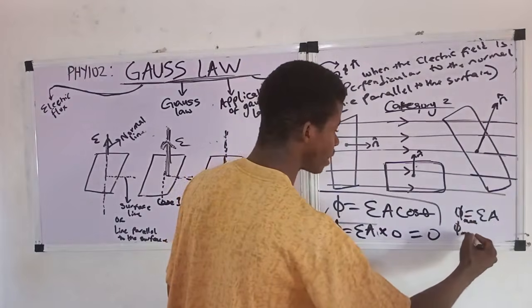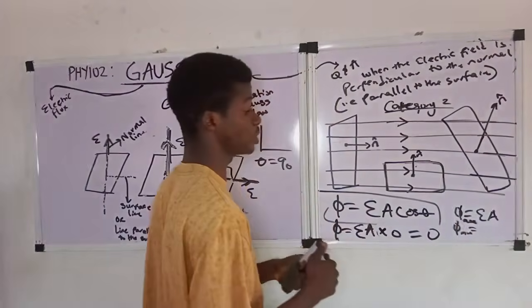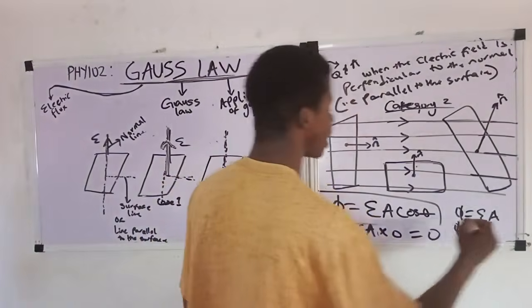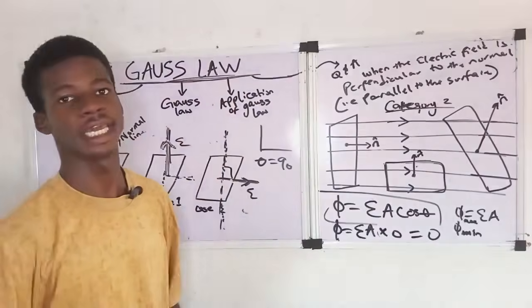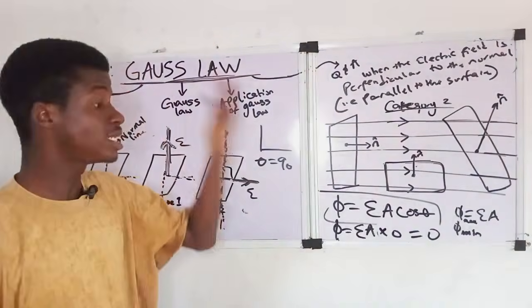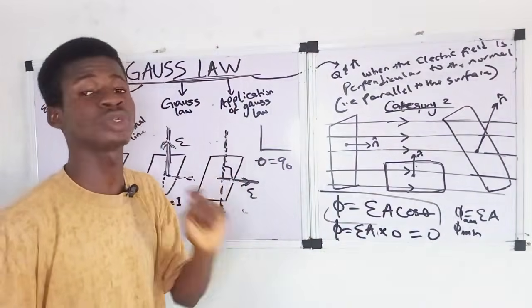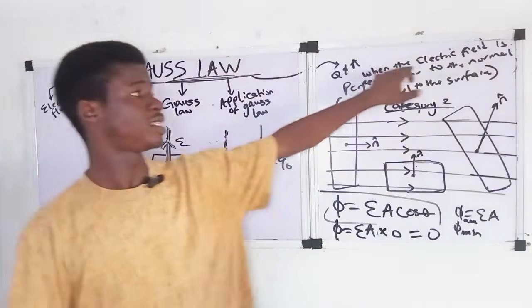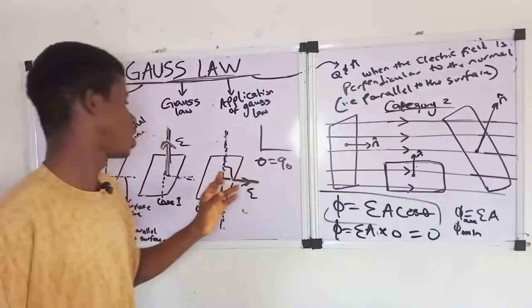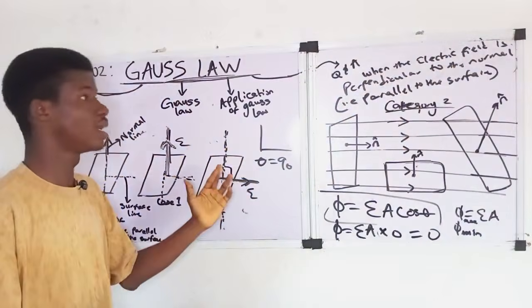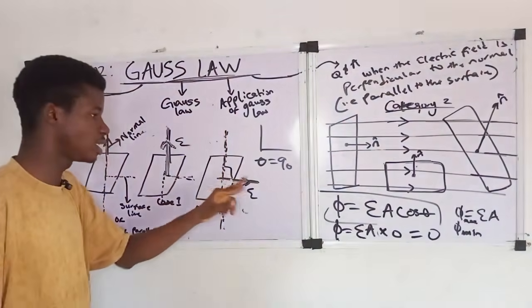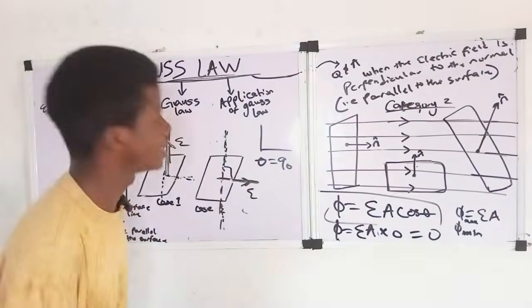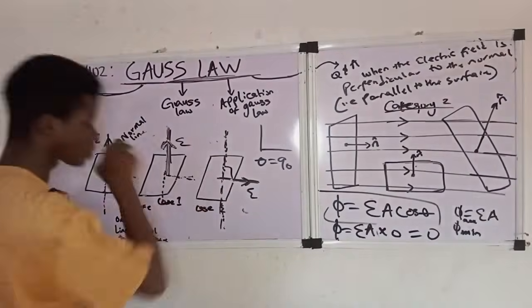Therefore, the electric flux is minimal. So if they ask you at what condition will the electric flux be minimal? The electric flux is minimal when the electric field is perpendicular to the normal, or you can say it is parallel to the surface, right?